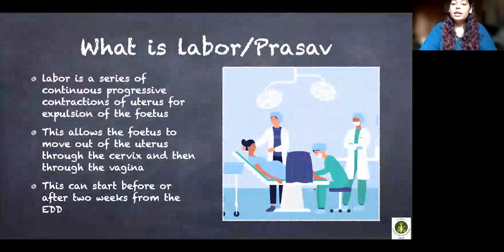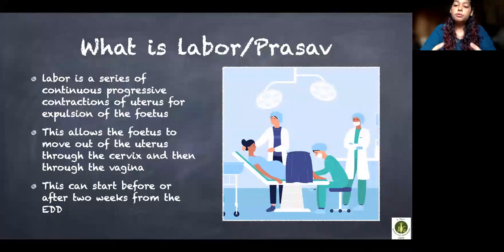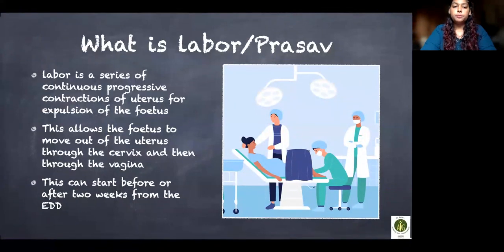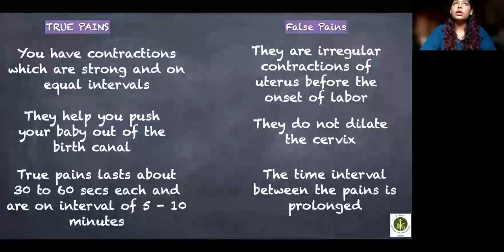So today's topic is labor, or prasava. This is the healthy labor. Labor is basically a series of continuous progressive contractions of the uterus to let out a full-term baby. This allows the fetus to move out through the cervix, which has dilated, and further through the vagina. It starts before or after the estimated delivery date, within 2 weeks before or after. Next, how would you know whether the labor pains you are getting are true pains or false pains?